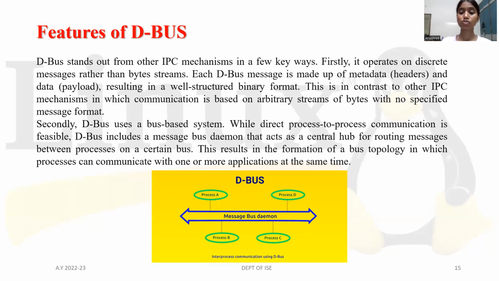While direct process-to-process communication is feasible, Dbus includes a message bus daemon that acts as a central hub for routing messages between the processes on a certain bus. This results in the formation of a bus topology in which processes can communicate with one or more applications at the same time.